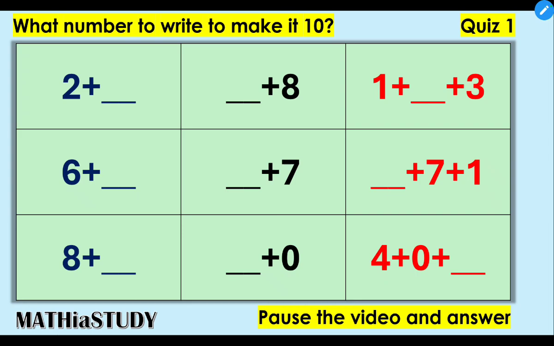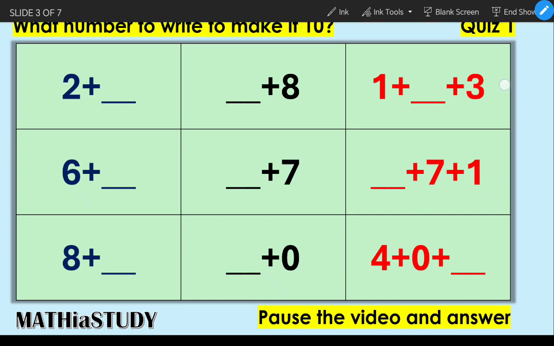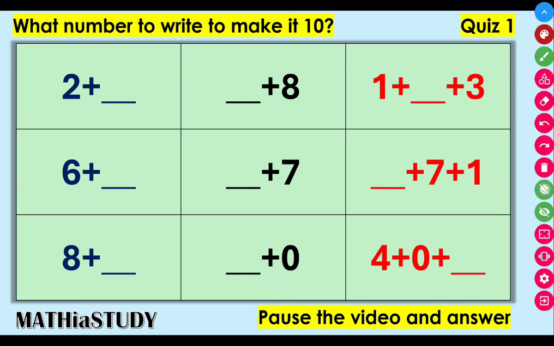Okay, let's start. 2 plus 8 is equals to 10. 6 plus 4 is equals to 10. 8 plus 2 is equals to 10. 2 plus 8 is equals to 10. 3 plus 7 is equals to 10. 10 plus 0 is equals to 10.